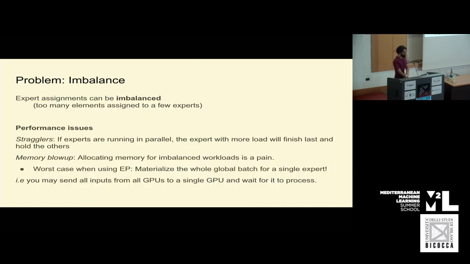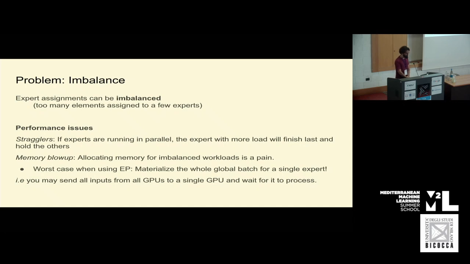But then you have a few other problems that emerge, partly because of expert parallelism and partly just because of the MOE. First, you have this problem of imbalance, and this is quite a big problem. This is actually the main problem, but it leads to a few performance issues. The problem of imbalance is basically that since you can assign any input to any expert arbitrarily, you can easily assign all the inputs to one expert, for example, or to a few experts. So you're going to have a few problems with that.